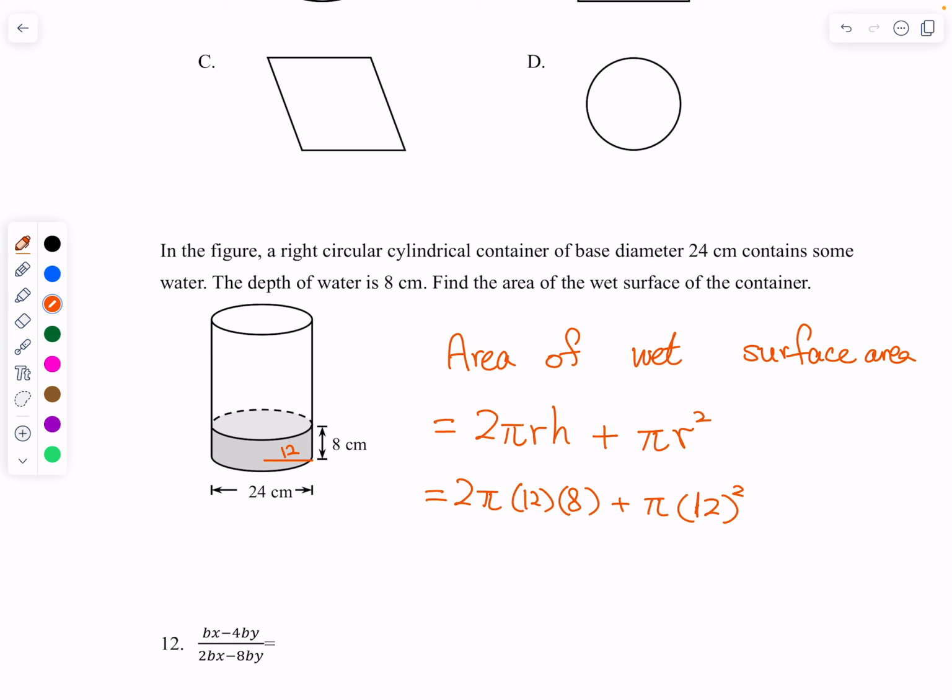You should be able to get the answer as 2 times 12 times 8 plus 12 square, which is 336 pi. Do I need to click the pi or not? It depends on your options actually. If your options are asking for the answer in terms of pi, you don't need to click it. If they're not asking in terms of pi, then you need to click it. This question is most probably in terms of pi, so you just leave it as 336 pi.